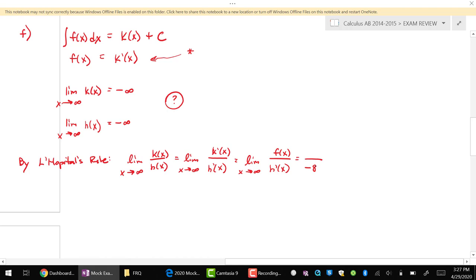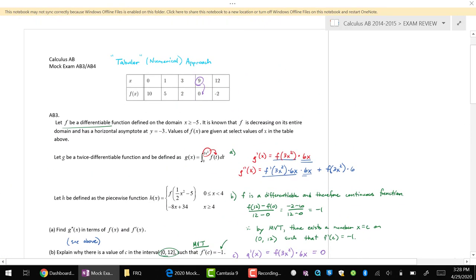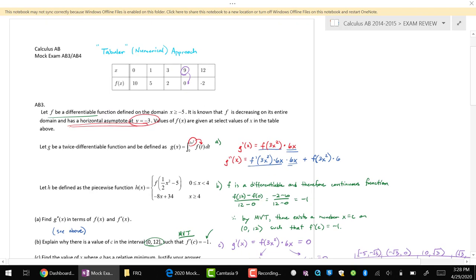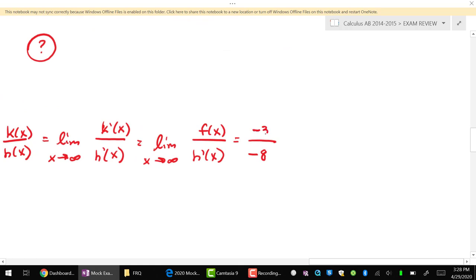And now how about the numerator? What is the limit as x approaches infinity of f? Well, remember, there's one key detail up here at the very beginning, and if you miss it, it might make this problem really hard, because we need this to understand what's going on here. It is known that f is decreasing on the entire domain, and f actually has a horizontal asymptote right here at y equals -3. Remember that horizontal asymptotes of a function are the same thing as that function's limit as x approaches infinity. They're the same. So if I know that there's an HA, horizontal asymptote, at -3, y equals -3, then the limit as x approaches infinity is going to be -3. So my limit by L'Hopital's rule is +3/8.